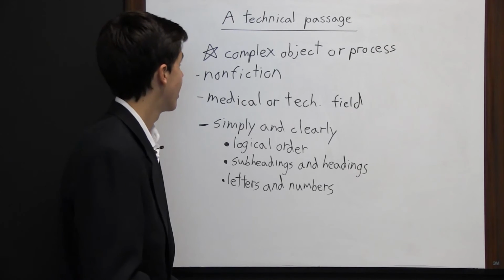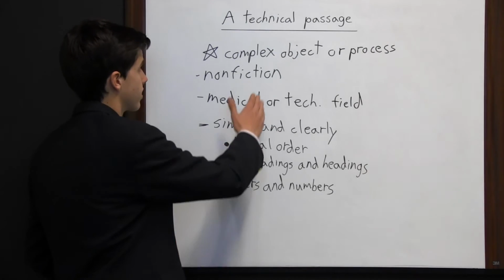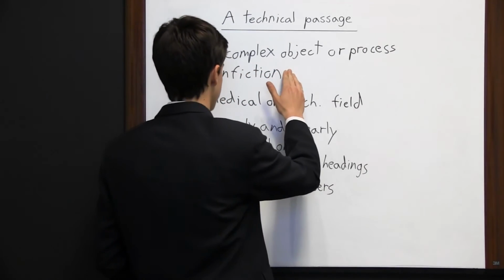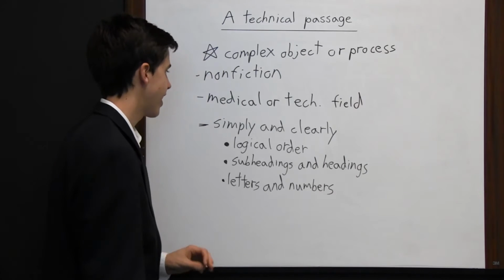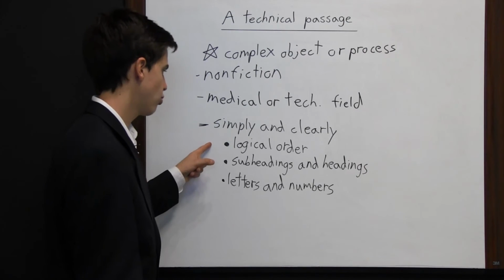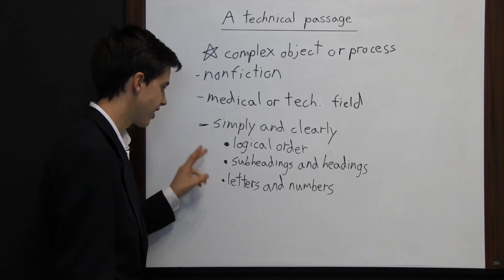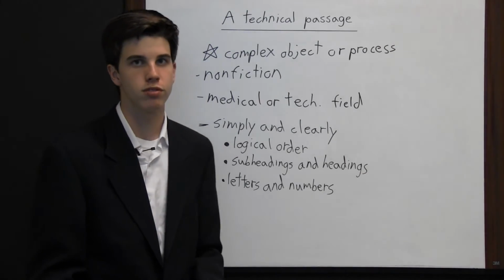So just to review, a technical passage is for the purpose of describing a complex object or process. And everything needs to be stated simply and clearly, so the three tactics an author can use are logical order, subheadings and headings, and letters and numbers.